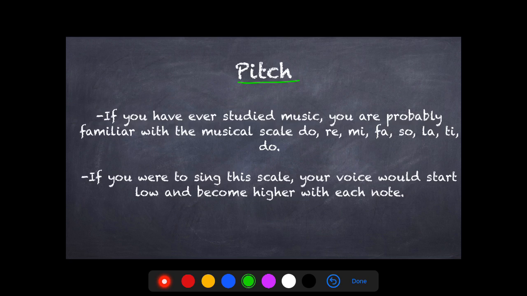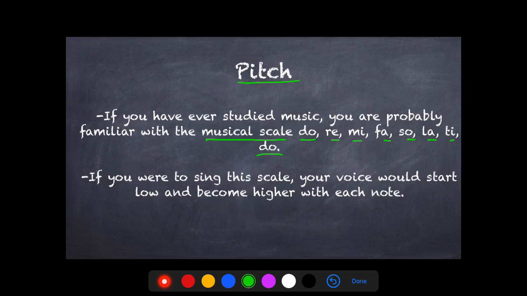There's another term that we need to talk about when we talk about sound, and that's pitch. So pitch is usually related a lot of times to music. If you've ever watched The Sound of Music, you might have known the song "Doe, a deer, a female deer." But a lot of people who study music have to learn the basic, which is a musical scale, and that's the do, re, mi, fa, sol, la, ti, do.